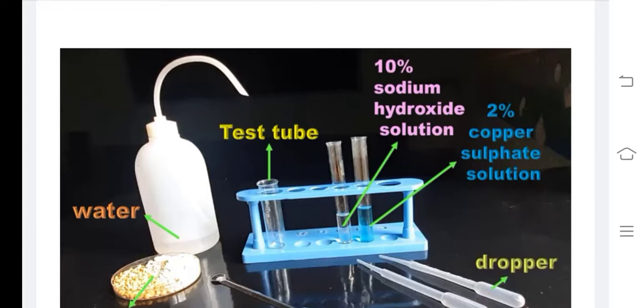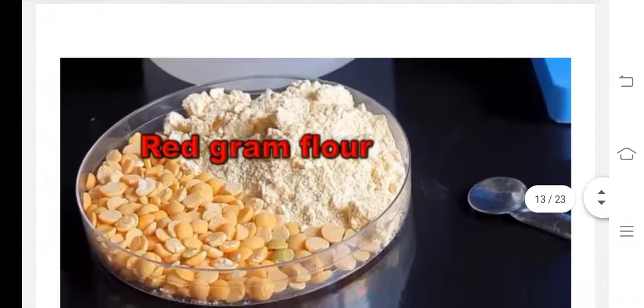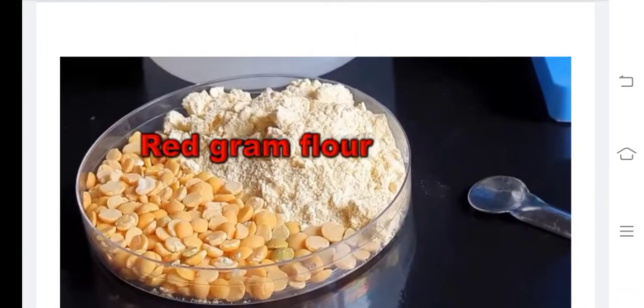These chemicals are added into the water in order to get a solution. Clear? This is a dropper. These are the materials required for the protein test. I hope you understand.